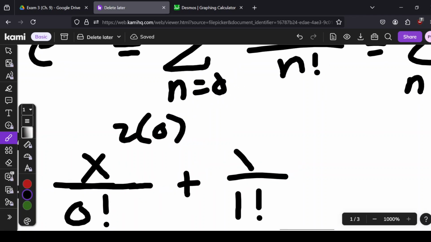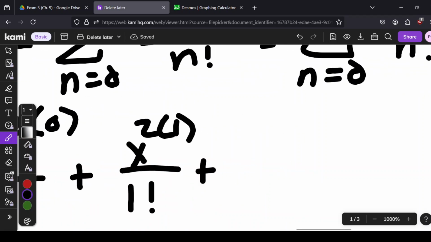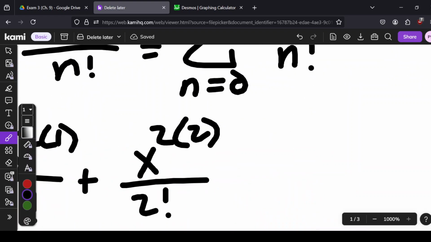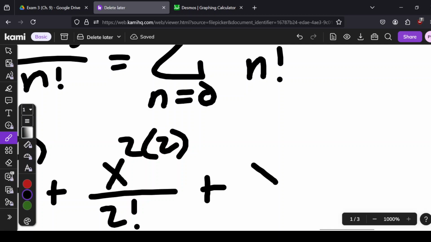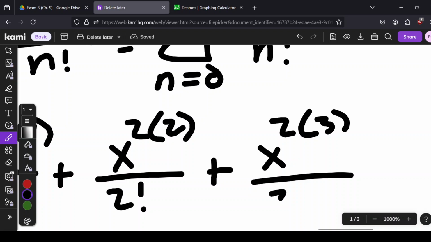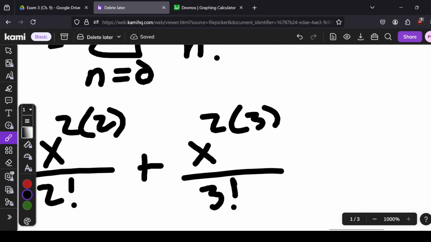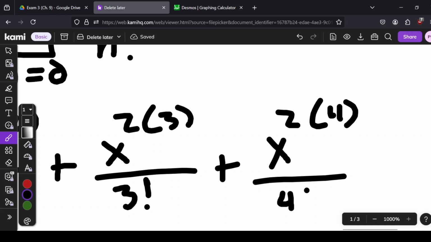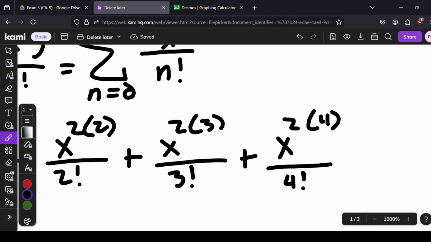1 factorial, x to the 2 times 1, plus x to the 2 times 2 over 2 factorial, plus x to the 2 times 3 over 3 factorial, plus x to the 2 times 4 over 4 factorial. That's pretty good. I think I'm going to go to 4 every time.